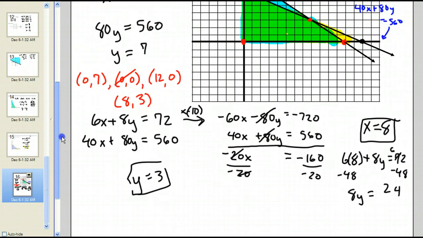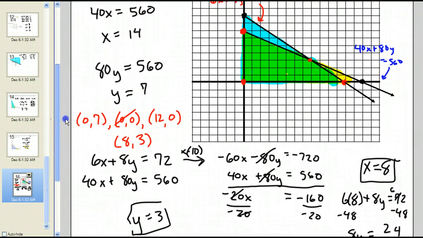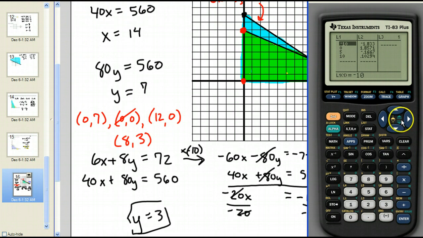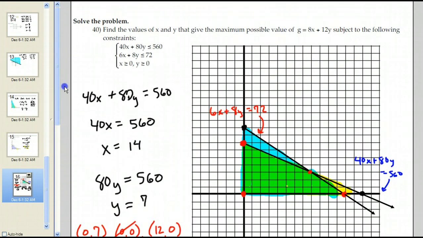And do just like we did on the last problem. Once we know these points, plug them in and see what we get. An easy way, in my opinion, to do this, use your stat menu again. Highlight L1, clear it out. Highlight L2 and clear it out. Put in your x coordinates that you're going to check in L1. Put in your y coordinates that corresponded to those in L2. And then go back to your objective function, what we're trying to maximize, this 8x plus 12y.